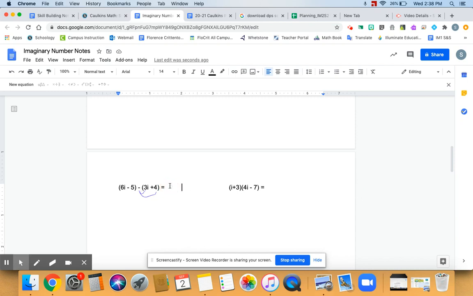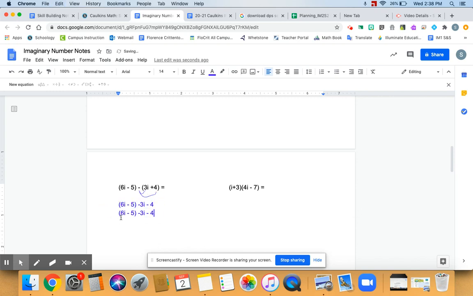So when I do that, I still have this 6i and the minus 5. Then when I times the negative to the 3i, I get what? Negative 3. And then they're i's, because there's an i on that one. And when I do negative times positive 4, what do I get? Minus 4.